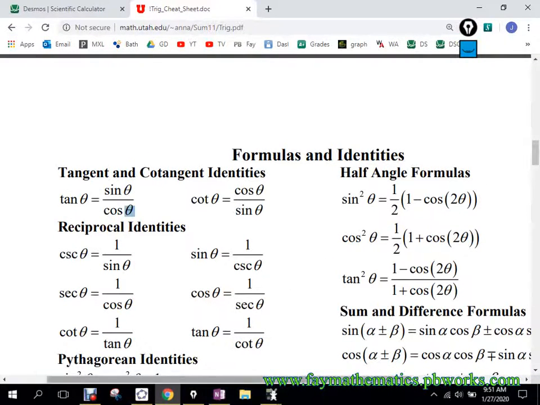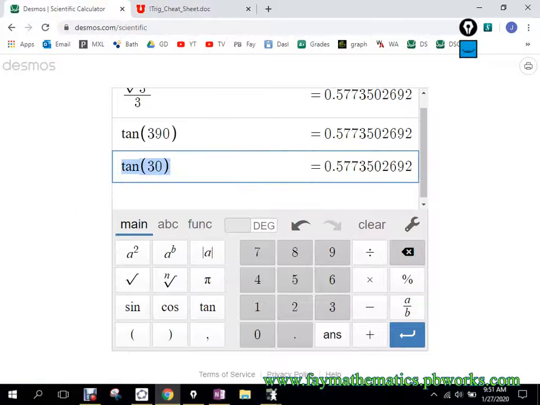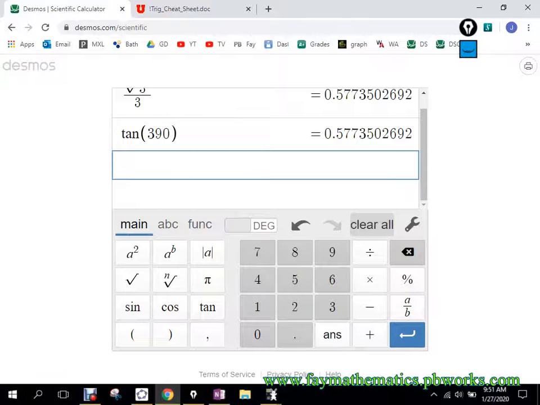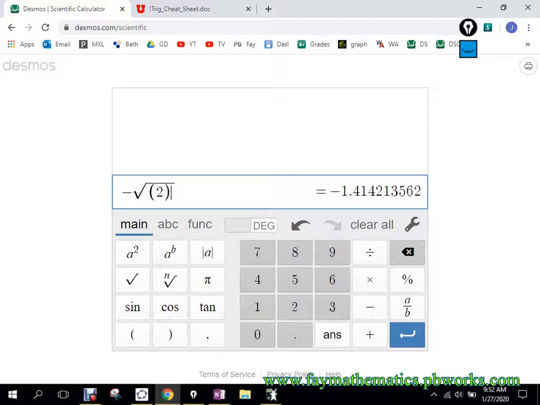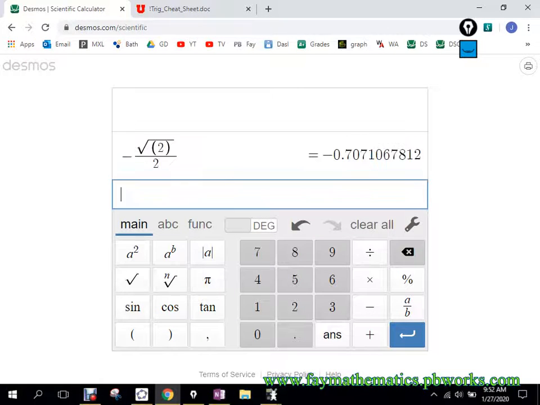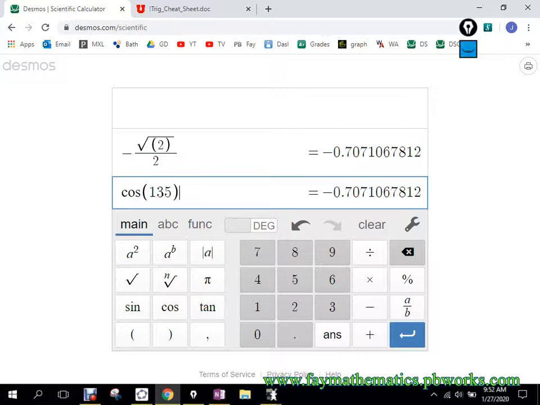But here's the thing. Let's go ahead and see what that evaluates to. If I've got square root of 2 over 2, that gives me that number right there, right? If I type in cosine 135, does it give me the same number? Yes. Why don't we just put it in our calculator?